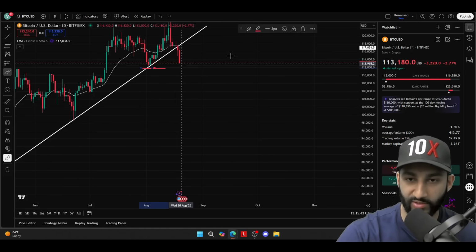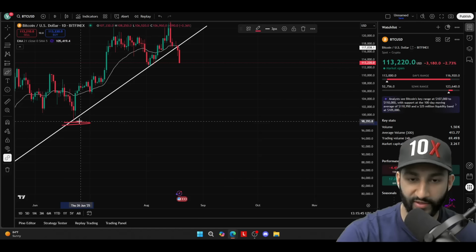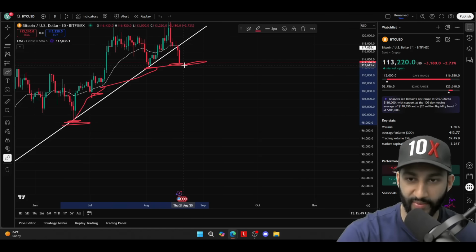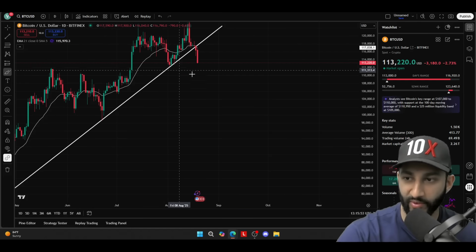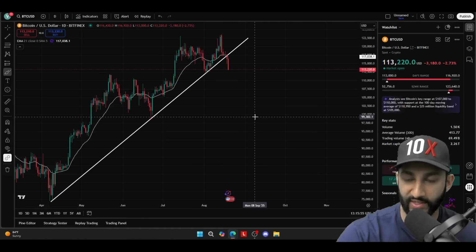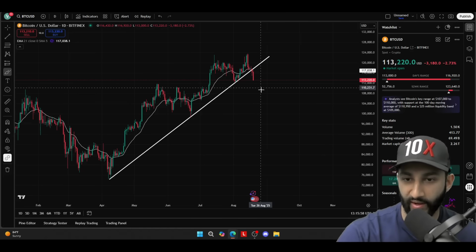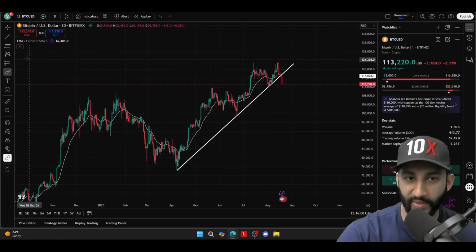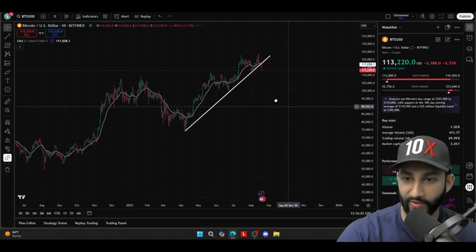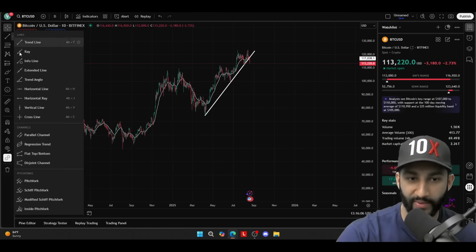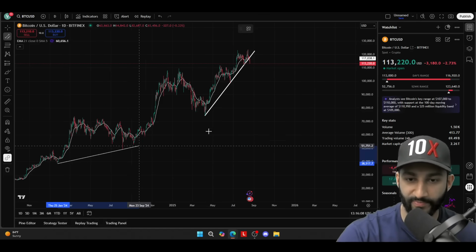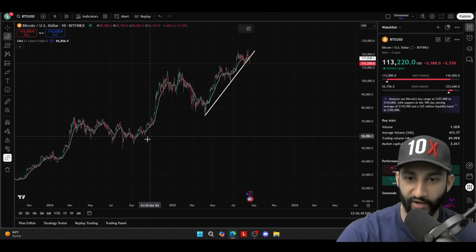There's probably a lot of longs who put their stop losses here, who are trailing the stop. Let's say you entered here, you trail the stop, trail the stop, trail the stop. So they'll probably get out right here. So there's probably going to be a decent move down, probably once we hit the 112 level, into the 111s. That's what I'm assuming. But overall, it looks like a big correction is coming. If you look at the macro for Bitcoin, it looks like we probably hit the top side of a channel. So you could draw some sort of channel in play.